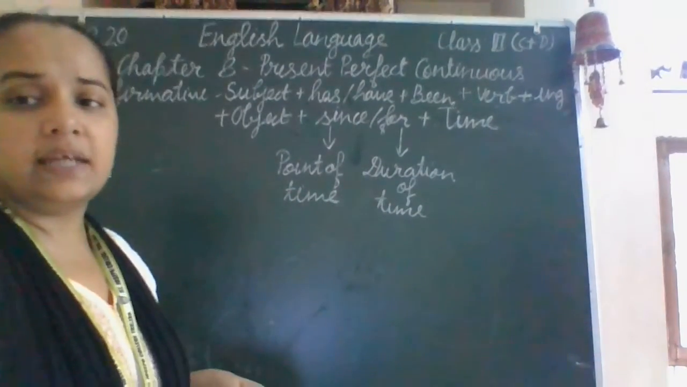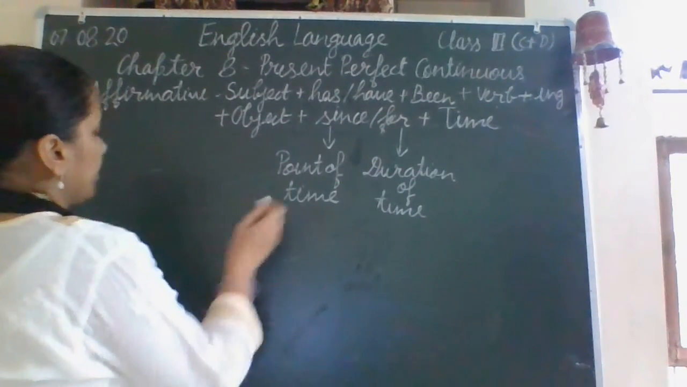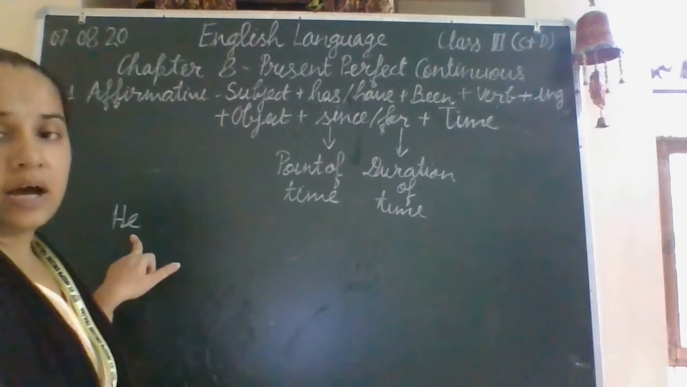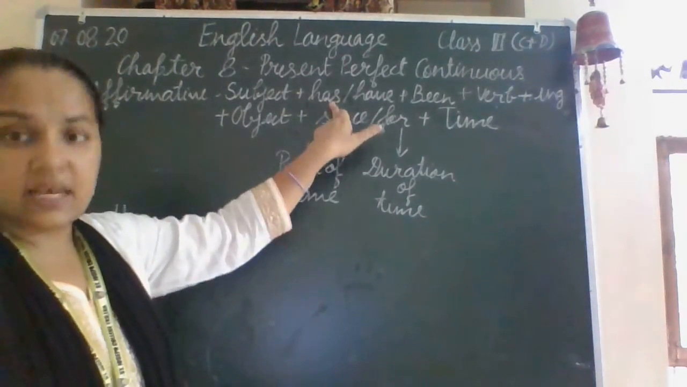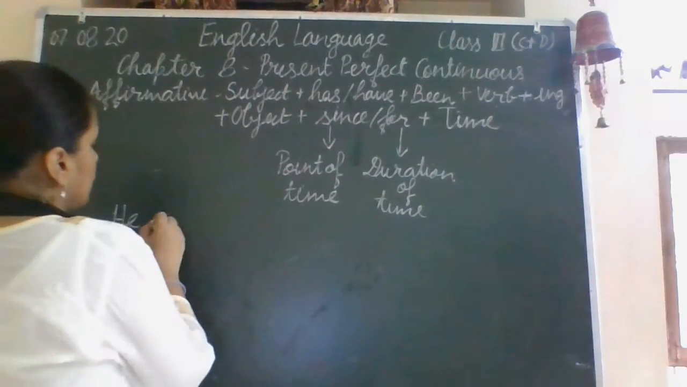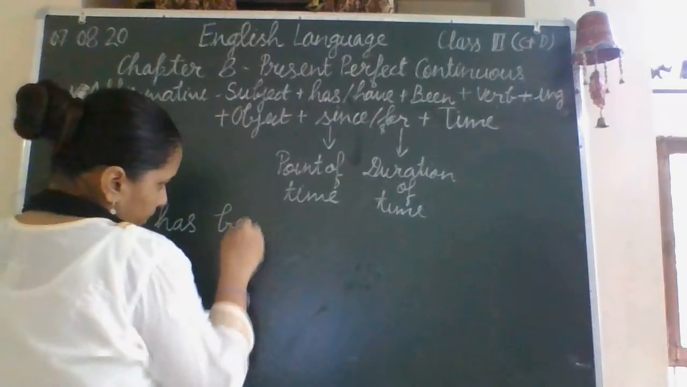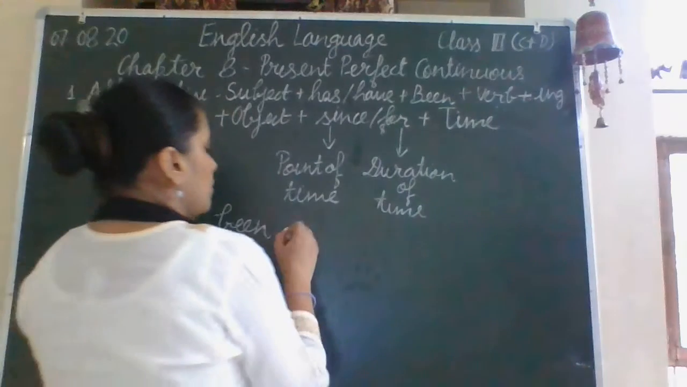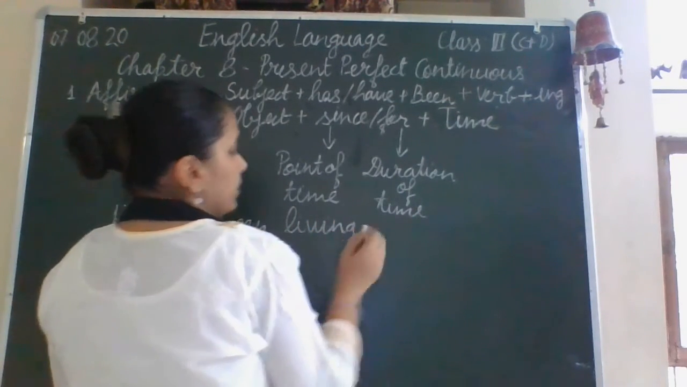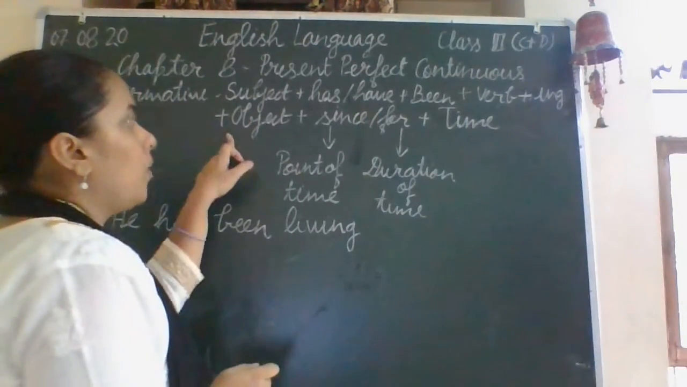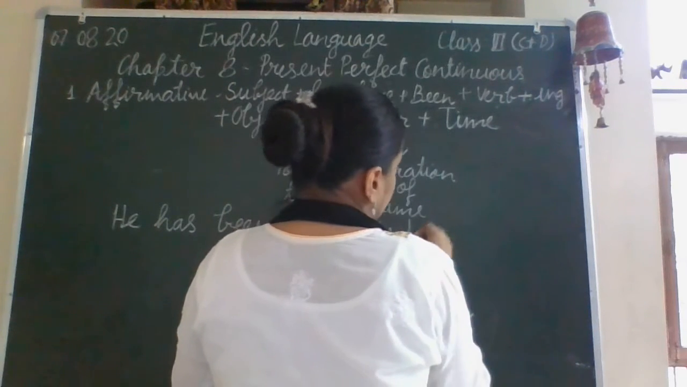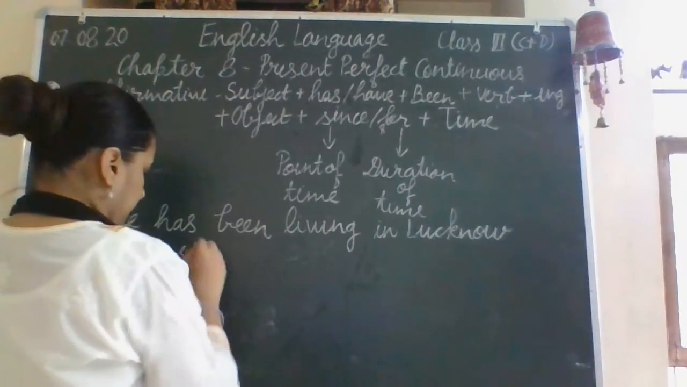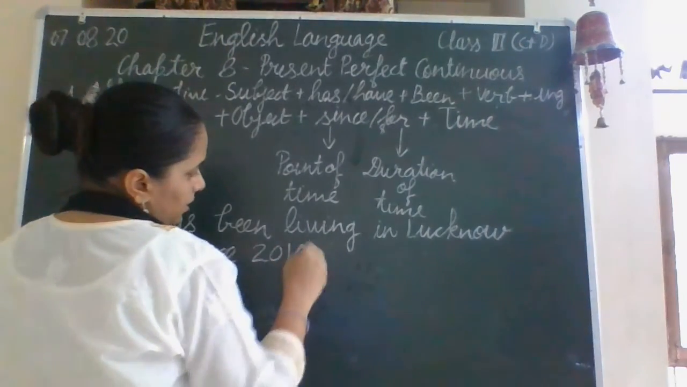How? Let's take an example. For example, let's start with he, and this we have already discussed in the perfect tense that whenever we are writing he, with the he we will use has and not have because it is singular. So he has been. Been will be there in all the sentences. Now the verb that I am going to use here is live. So it will be living because we are using verb plus ing. Object in Lucknow since 2010.